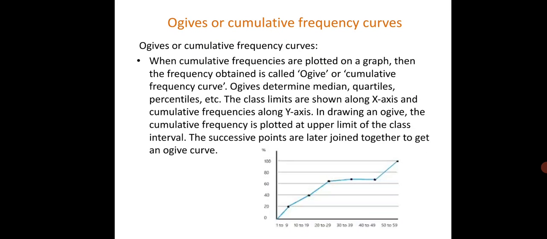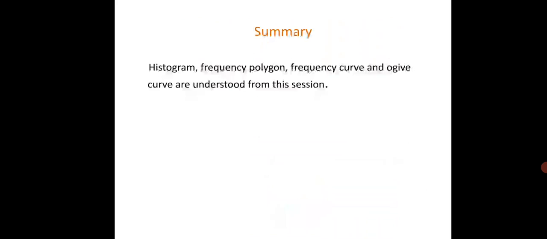Here's an illustration. Ogives, or cumulative frequency curves. When cumulative frequencies are plotted on a graph, the curve obtained is called an ogive or cumulative frequency curve. An ogive determines median, quartiles, percentiles, etc. The class limits are shown along the x-axis and the cumulative frequencies along the y-axis. In drawing an ogive, the cumulative frequency is plotted at the upper limit of the class interval. The successive points are later joined together to get an ogive. Here you can see the picture of an ogive.